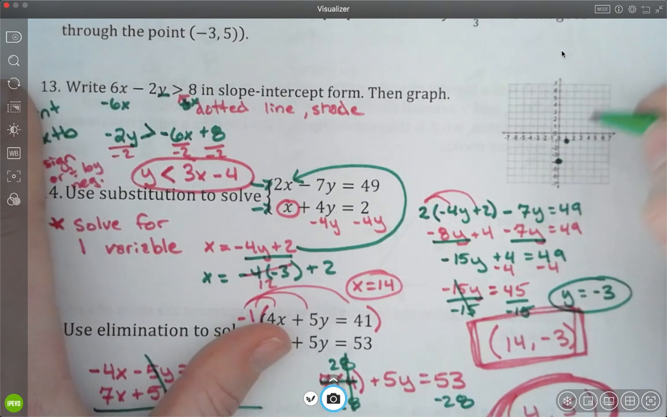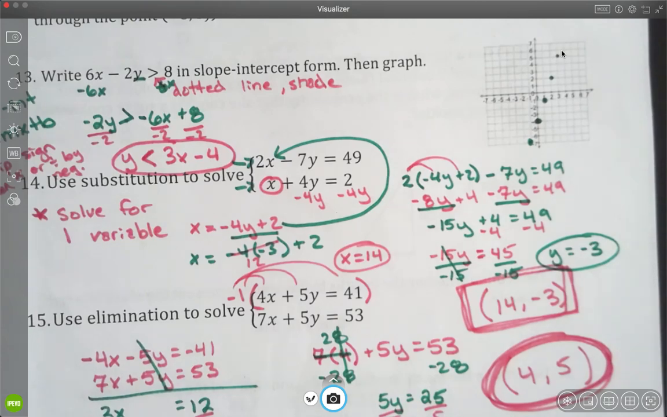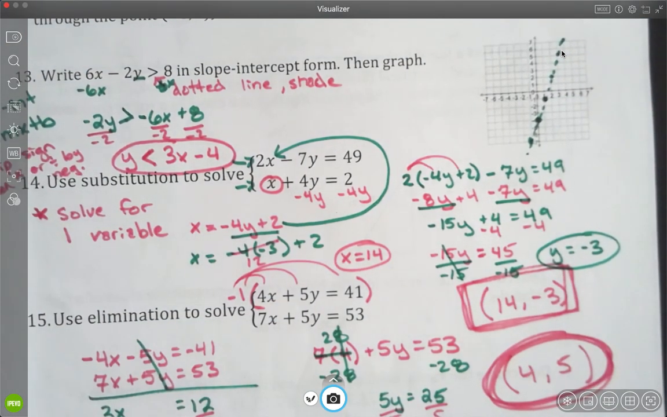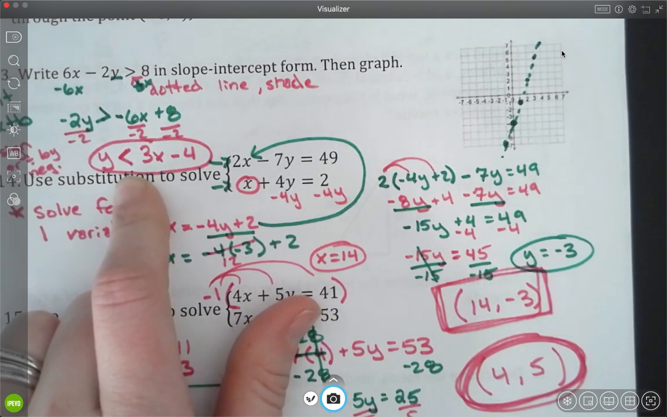Up 3 over 1, or down 3 to the left 1. Okay, make sure you're going to the right one if you're going up 3 over 1, right? Otherwise, your slope will be negative, and that's bad. Okay, so we said before he has to be a dotted line, right? Okay, and this ending part says y is less than.